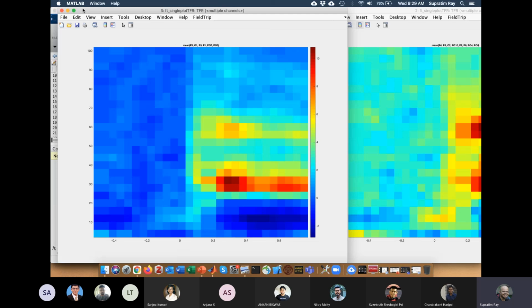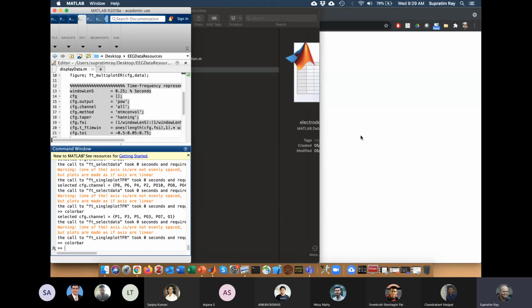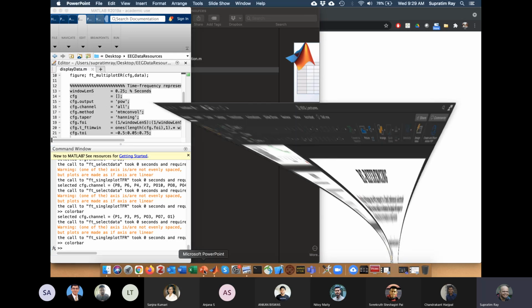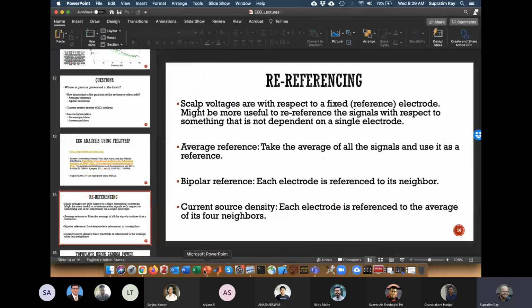Okay, any questions on this? This is quite straightforward, right? We have gone through these kinds of analyses before. So now we will get to the question of referencing.